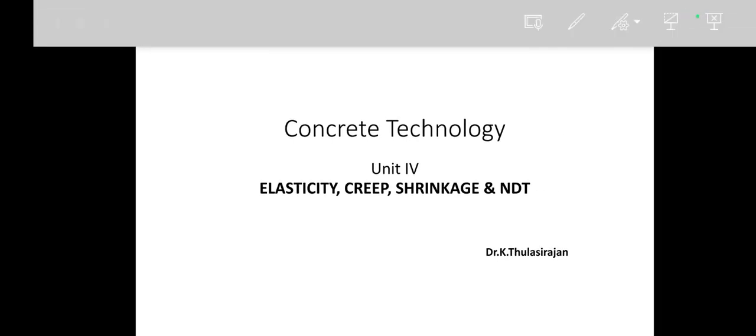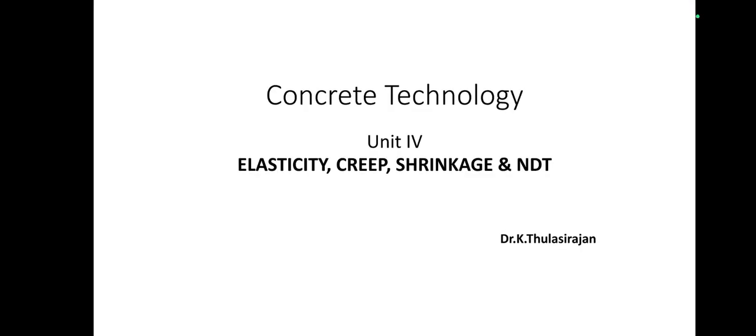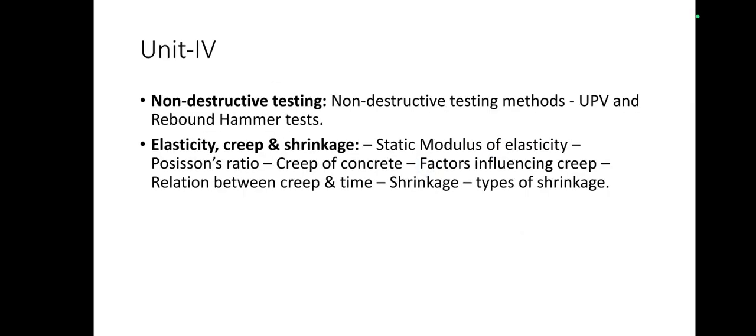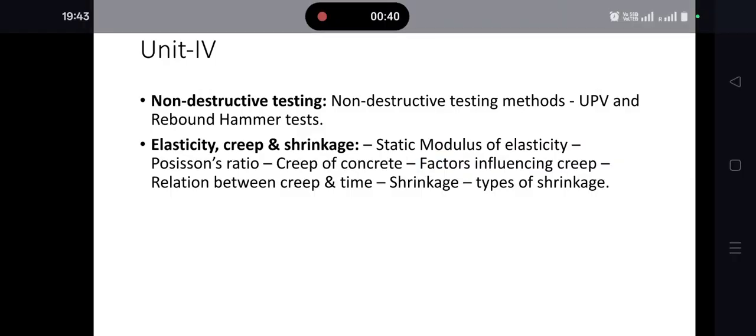Good afternoon. Today we will see the fourth unit: elasticity, creep, shrinkage and NDT test. In the last unit we saw the fresh and hardened properties of concrete and what tests are to be done to assess those properties, and also segregation and bleeding and the relation between compressive and tensile strength. In this fourth unit, we will see non-destructive testing and also the engineering properties such as elasticity, creep, and shrinkage.